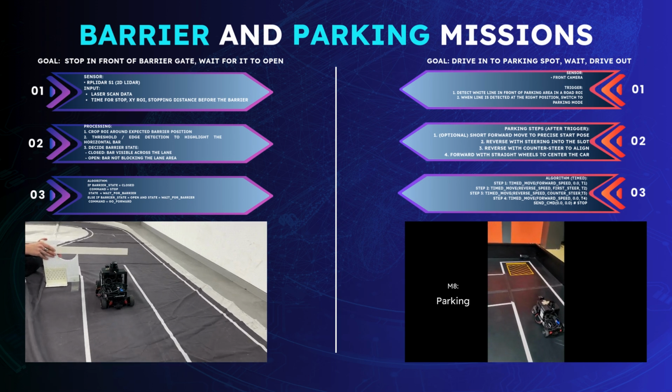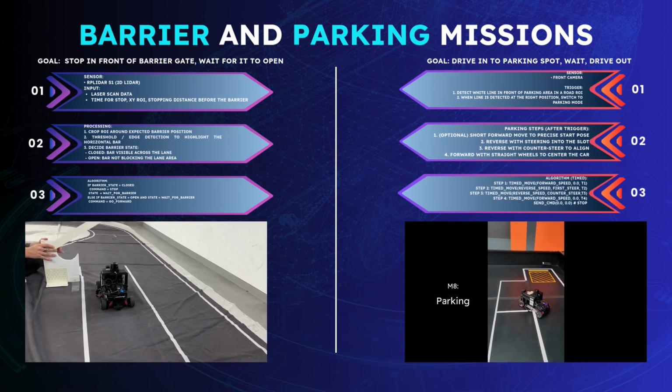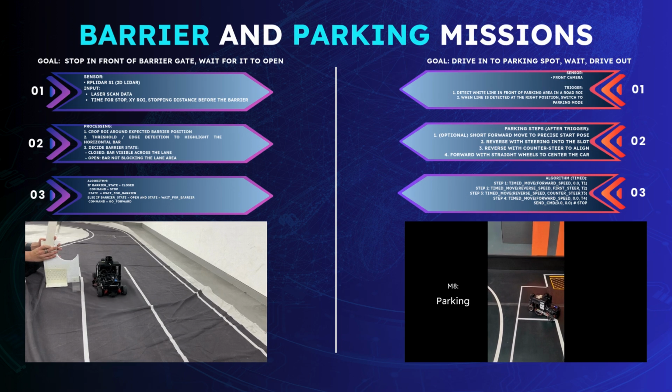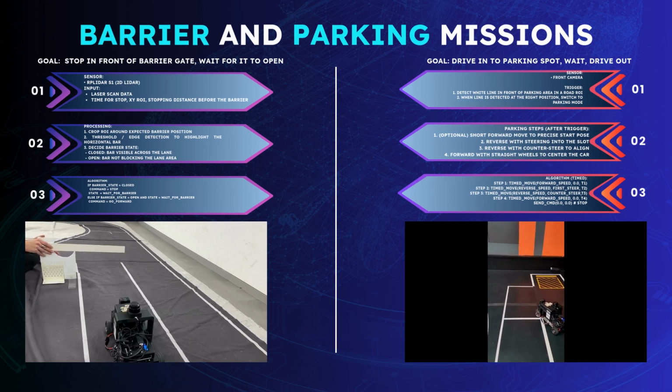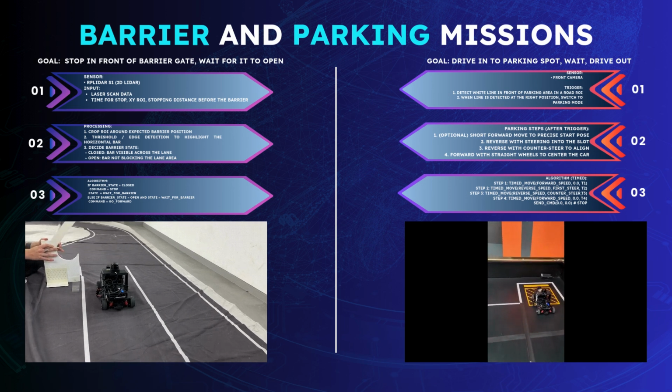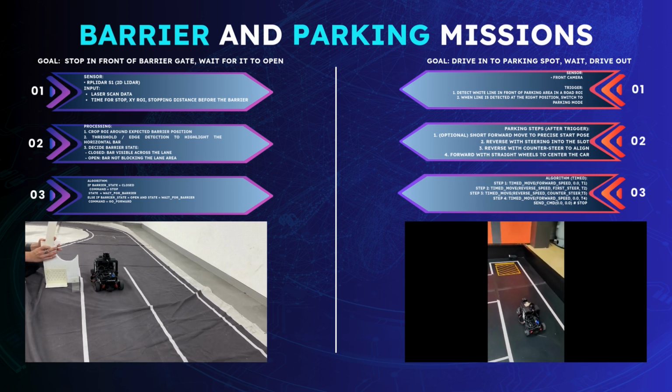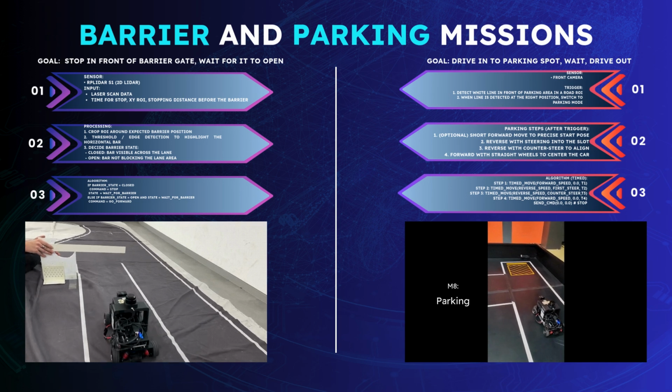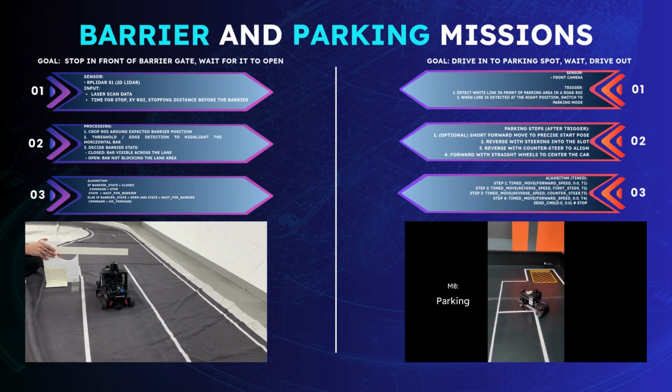The barrier mission uses front LiDAR distance to stop when the lane is blocked and continue when it becomes clear. The parking mission triggers on a white line and then executes a time-based sequence of steering and speed to park in the box.